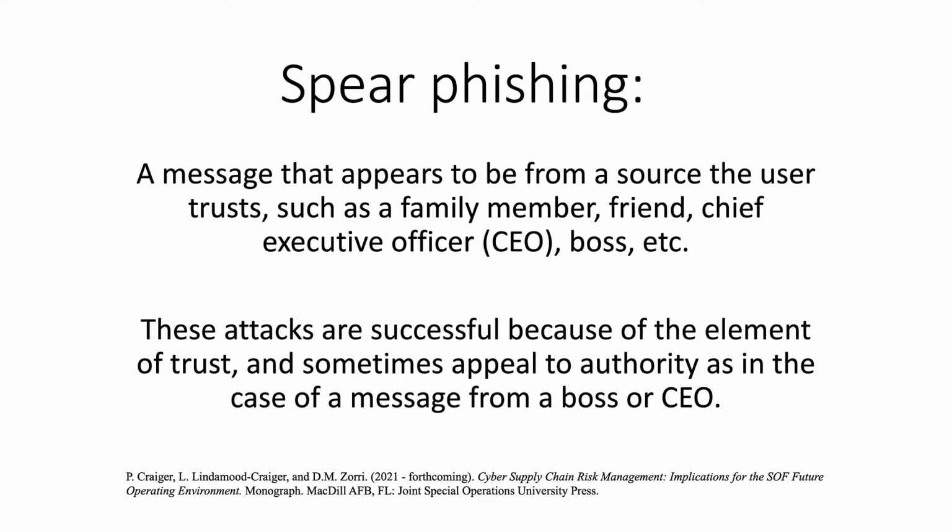A spear phishing attack is a message that appears to be from a source the user trusts, such as a family member, friend, CEO, or a boss, somebody they know and trust. These attacks are successful because of the element of trust and sometimes an appeal to authority, as in the case of a message from a boss or a CEO. And again, these are highly successful. When it comes to spear phishing attacks, anyone can be fooled. Now let's look at an example of how I was fooled one time.